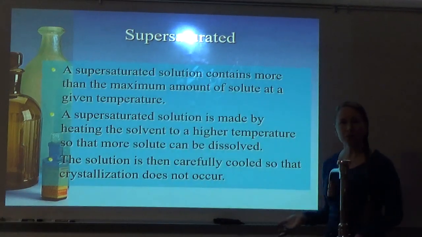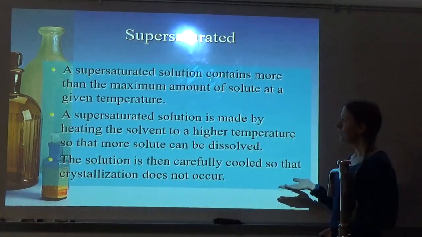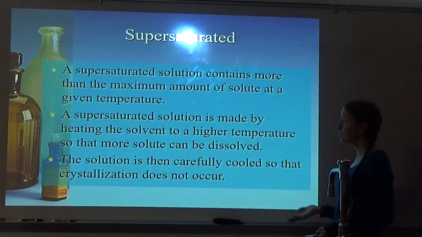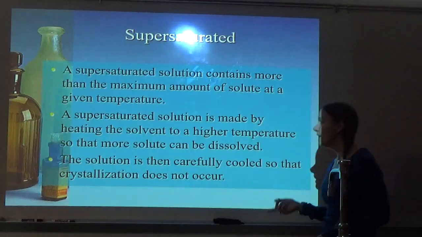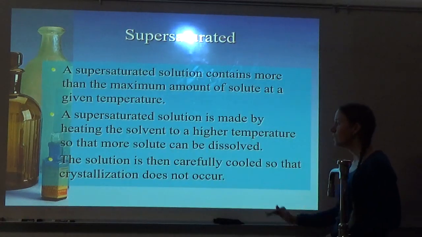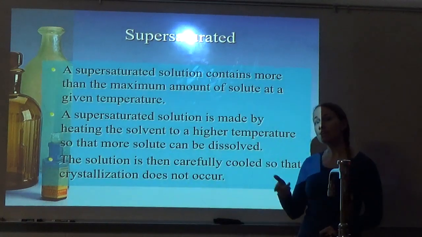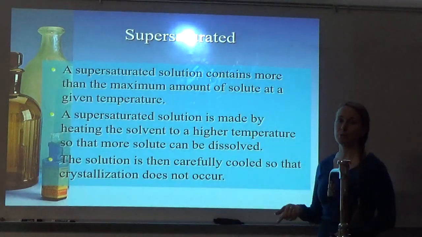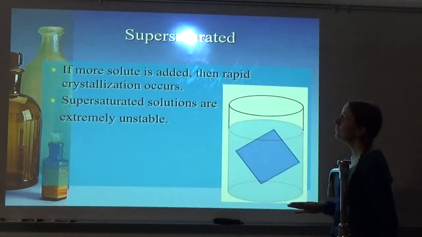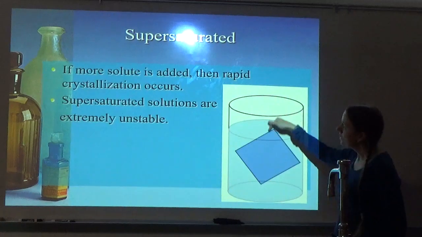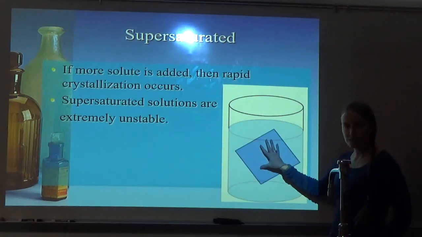You may think, well, how in the world is that possible? Well, remember, solubility is based on temperature. A supersaturated solution is made by heating the solvent to a higher temperature so that you can dissolve more solute. Then, if the solution is carefully cooled, it will prohibit the crystallization from occurring. And so then you have more than the maximum. So you have a supersaturated solution. Now, of course, that is incredibly unstable. So if you add more solute, then crystallization occurs. So you'll notice my solute gets bigger.